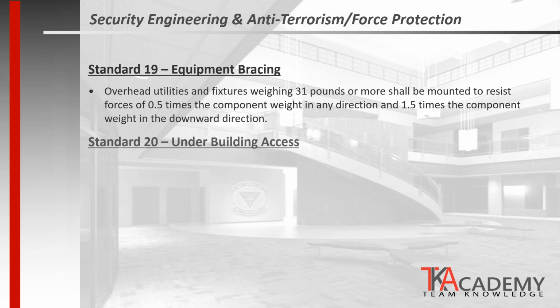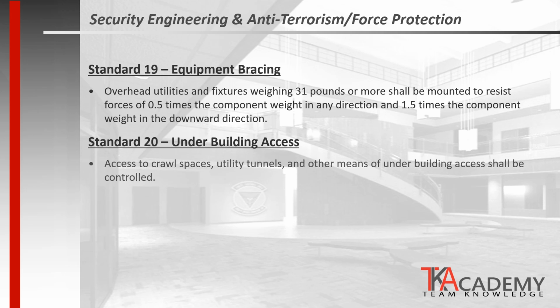Standard 20 is to restrict access underneath a building. It states that access to crawl spaces, utility tunnels, and other means of under-building access shall be controlled. This means it is allowed, but it must have a locking device or alarm to prevent unauthorized access. The best means of compliance is to design a building with no crawl spaces or tunnels.